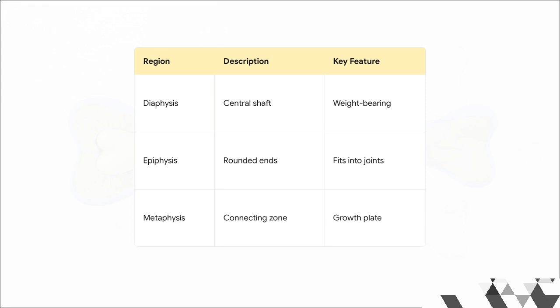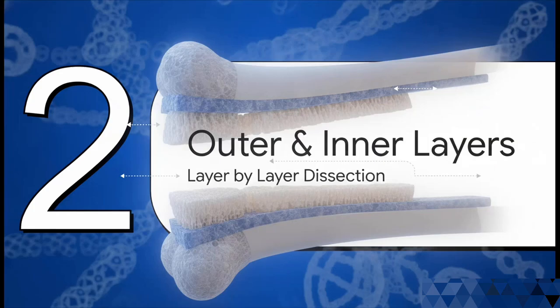Now highlight this in your mind because the metaphysis is incredibly important. It contains the epiphyseal plate, which you probably know as the growth plate. This is the exact site of longitudinal bone growth in children and adolescents, making it a huge, highly testable exam point. Moving right along to section 2, outer and inner bone layers.